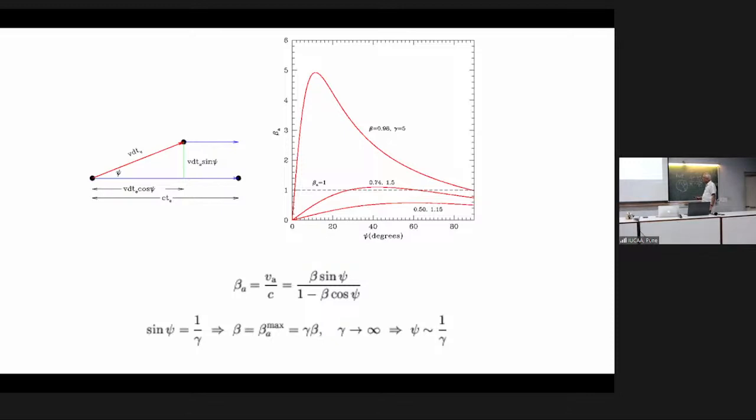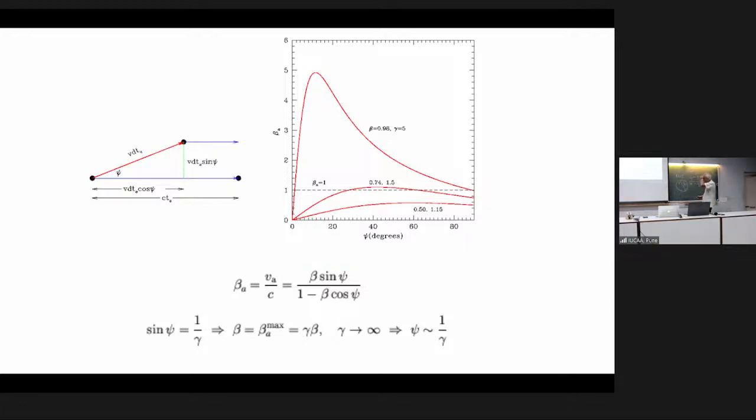And so you can say that the velocity that you will find from this is a very simple calculation, and I've practically done it here. You see, beta sine psi upon 1 minus beta cosine psi, where psi is an angle. So if psi is equal to pi by 2, for example, then beta a is simply equal to the velocity with which it is actually moving, because this will be 1, this will be 0, and beta a is equal to beta.